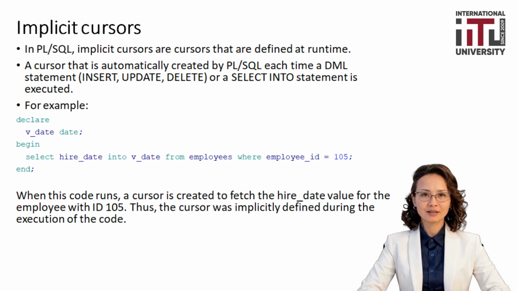Let's look at an example. We declare a variable called vDate and then select the hire date from the employees table into this variable for employee ID 105. When this code runs, PL/SQL automatically creates a cursor to retrieve that value. So the cursor is implicitly defined during execution, making data retrieval simple and efficient without extra coding.